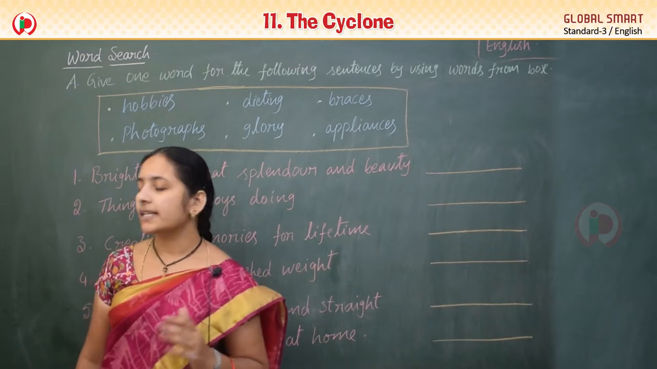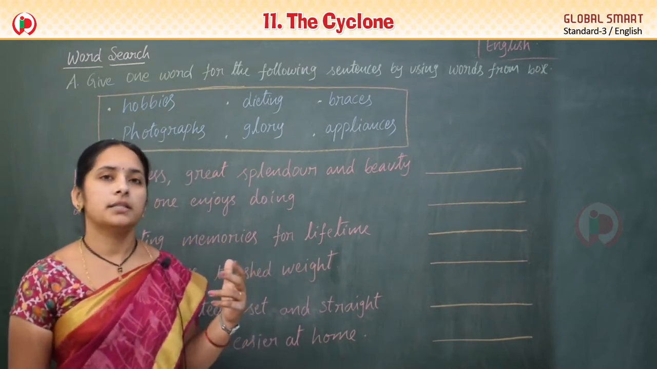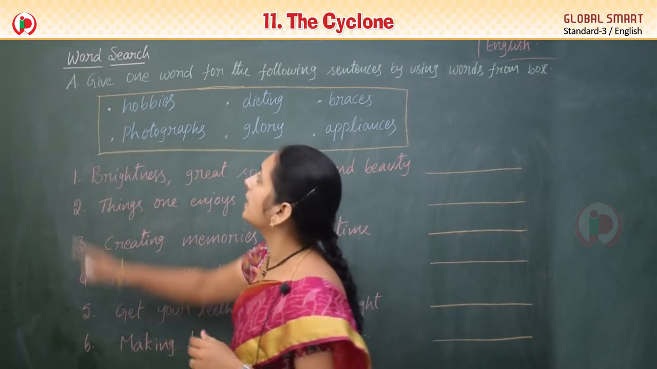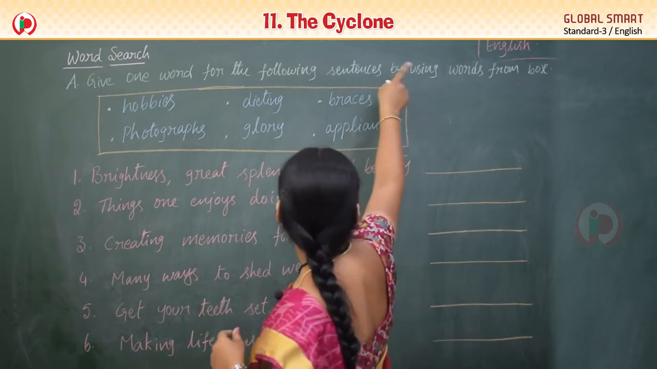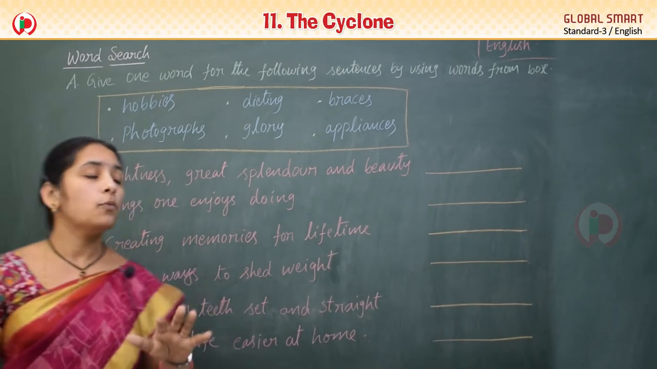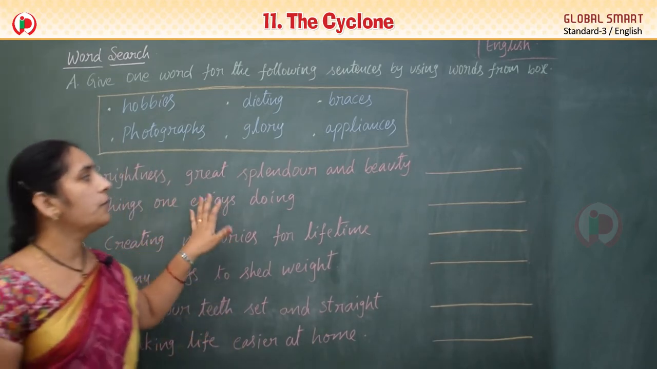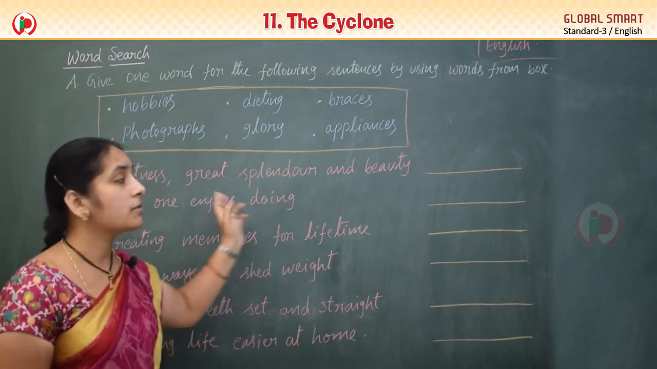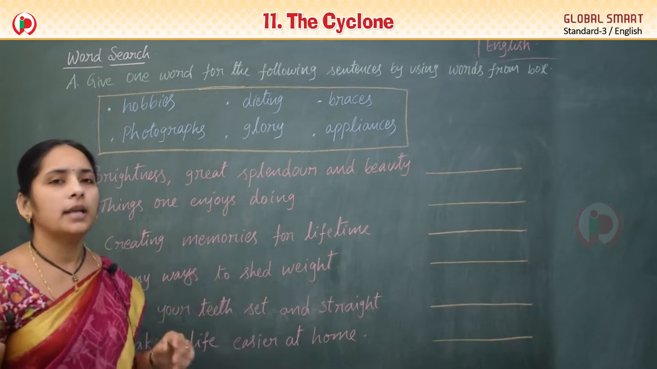See children, so the next topic is word search. So next we have word search. So what do we have in the word search? Give one word for the following sentences by using words from the box. So give one word. Here is the definition or some meaning of it. For each sentence we can say it in one word.